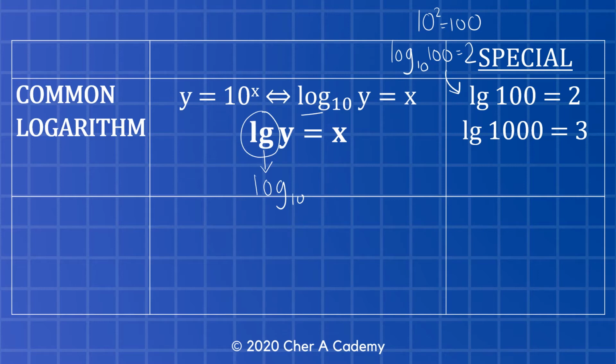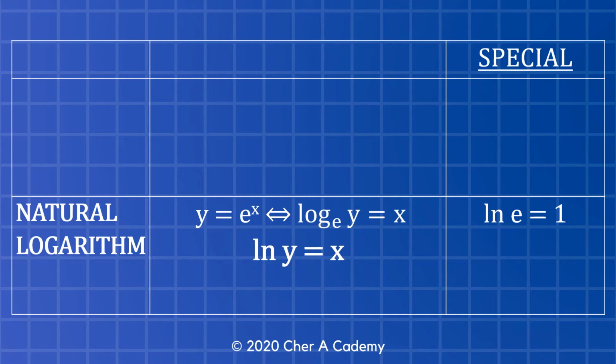So in another example, 10 to the power of 3 is equal to 1000. To change this to log form, it will be log base 10 of 1000 equals 3. So in common log form, we can rather write it as lg 1000 equals 3.